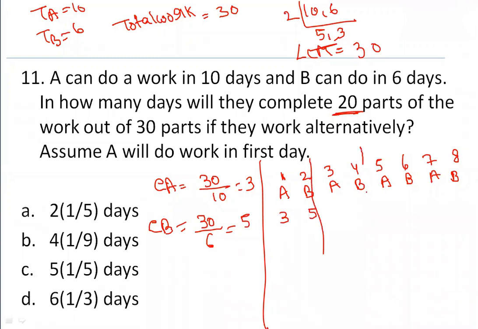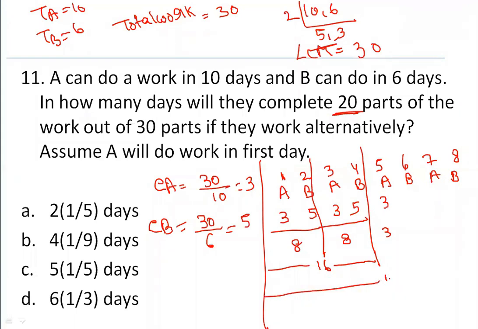If you observe, after every 2 days, 8 units of work are finished. Again 3 and again 5: one more 2 days done means again 8 more units of work. Till this point you are done with 16 units of work. On the fifth day A will come again and do 3 more units, so in total 16 plus 3, 19 units of work is done. You are finding for 20 parts out of 30 parts, guys. So in 5 days, 19 parts of work are done.